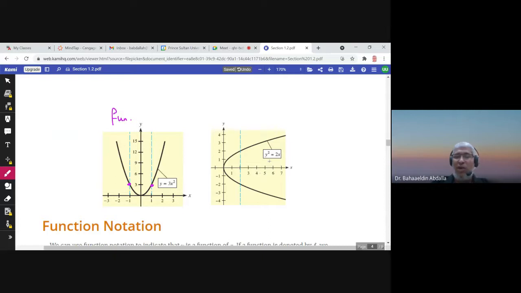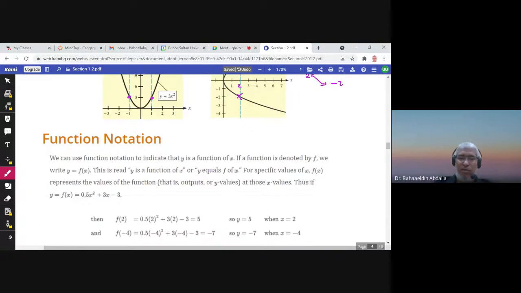While y squared equals 2x is not a graph of a function because this vertical line, for example, intersects the graph in 2 points. So this is not good. It means that 2 in the domain goes to 2 and -2. So one input has two outputs, so this is not a function. While here each input has only one output.